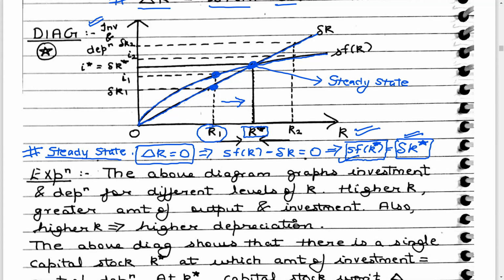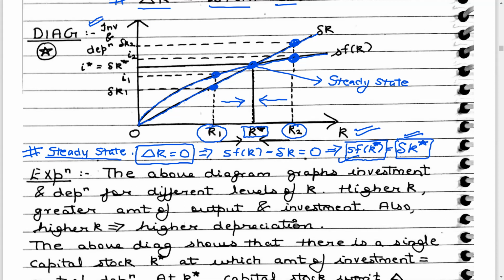And if the economy is at the level of capital stock per worker equal to K2, at K2, the new capital which is added in the economy is less than the capital which is depreciating, wearing out. I again repeat, at K2, the new capital added in the economy is less than the capital which is wearing out. This will cause the capital stock per worker to fall till we reach the steady state level K star.